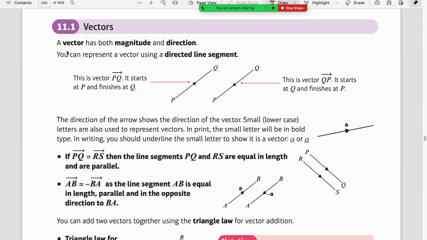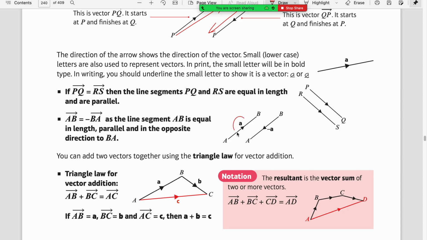Vectors basics. Vectors have both magnitude and direction. Magnitude is basically the length and direction the angle at which it is. So if we look at PQ, it is from P to Q, and QP is basically negative of that. I can say PQ is equal to negative QP. As if we call AB as A and BA is opposite of that, so it is negative A.